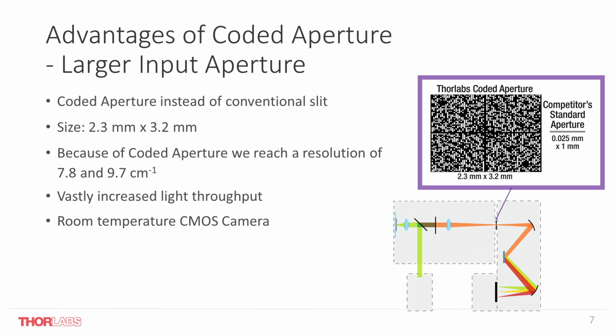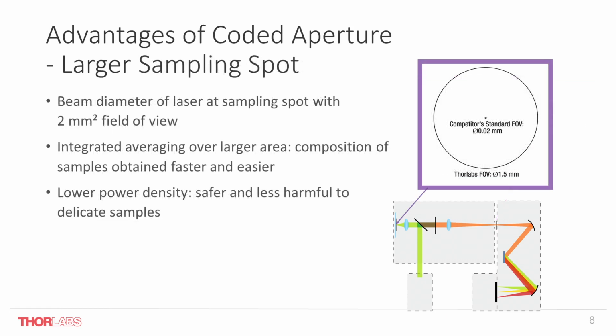The larger aperture allows for a vastly increased light throughput to the sensor. This enables us to use significantly more cost-effective sensors, such as our Kirillux, a room temperature CMOS camera. We are also able to use a laser beam for excitation that is not focused. So we can illuminate a 2 square millimeters area, giving us a large field of view. You can see a comparison between our field of view and a conventional one here.